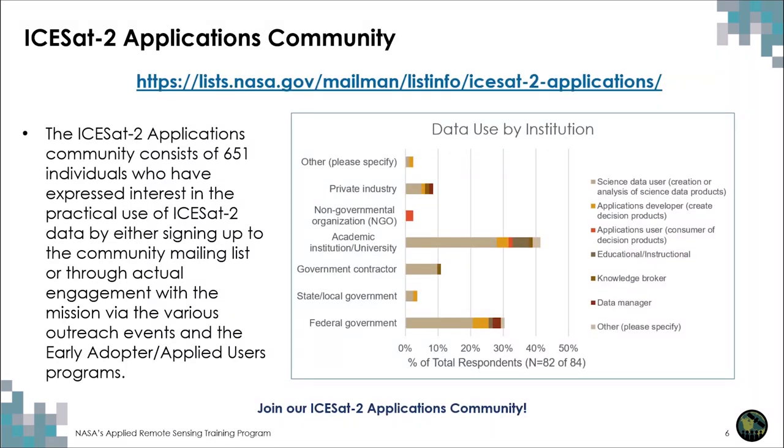Development of the applications community for ARSET-2 began in 2012 with attendees of the first ARSET-2 applications workshop. The community now consists of 651 individuals who have expressed interest in the practical use of ARSET-2 data by either signing up to the community mailing list or through actual engagement with the mission via the various outreach events and the early adopter applied user programs.